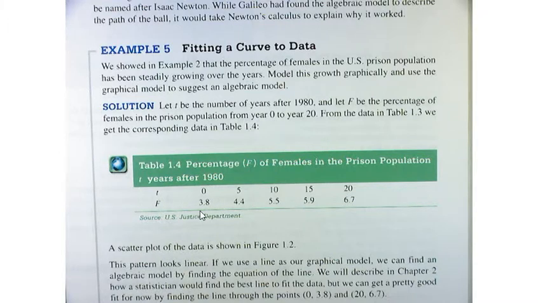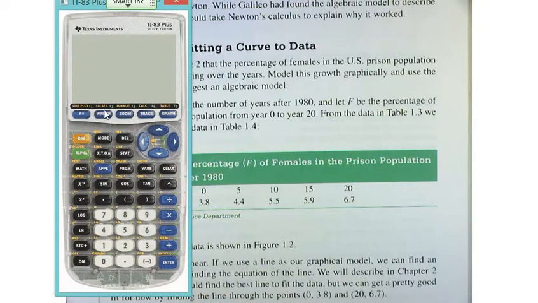In other words, when they first started this data collection, 3.8% of the prison population was female, and then 20 years later, 6.7%, so it doubled over 20 years. And so what we're going to do is we're just going to enter that into our handy dandy calculator.